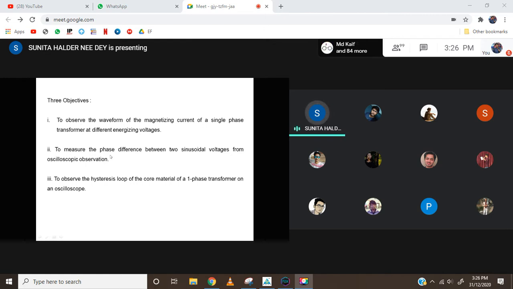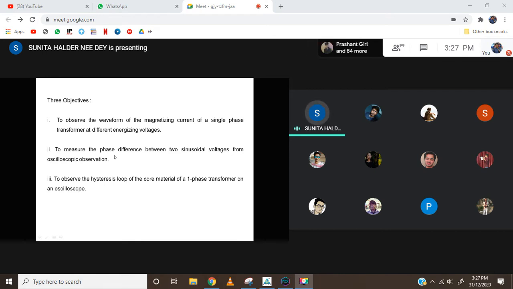Second is to measure the phase difference between two sinusoidal voltages from oscilloscopic observation. Actually, the second step is required here to perform the third step. So it is an intermediate step. Here we shall measure the phase difference between two sinusoidal voltages if they are applied at the X plate and Y plate of a CRO. Then by the Lissajous pattern we can find out the phase difference and the frequency ratio.